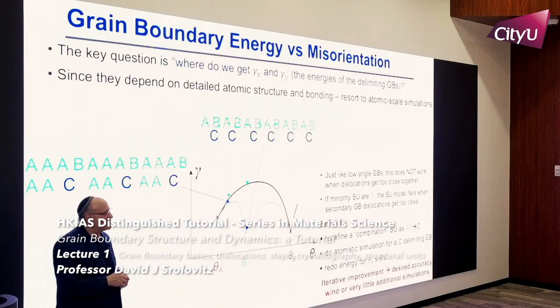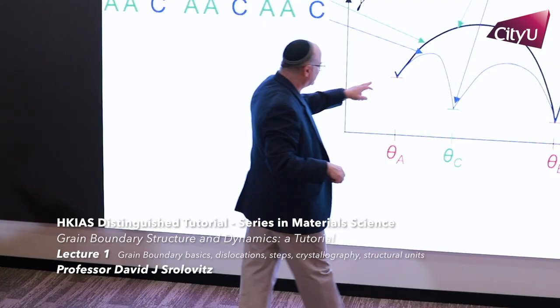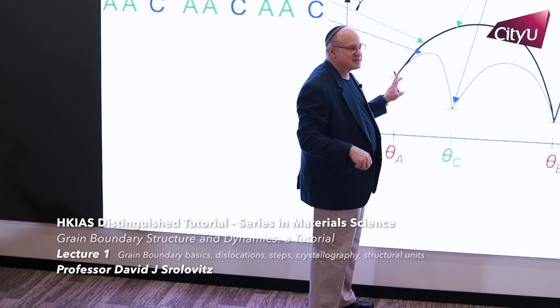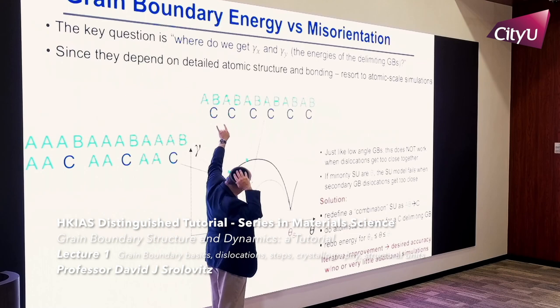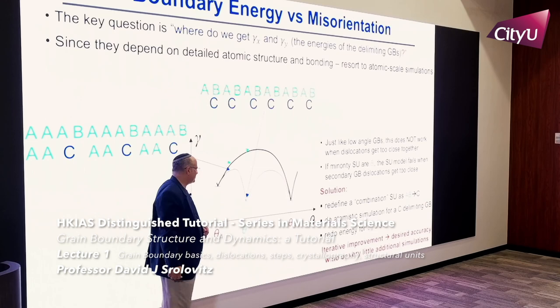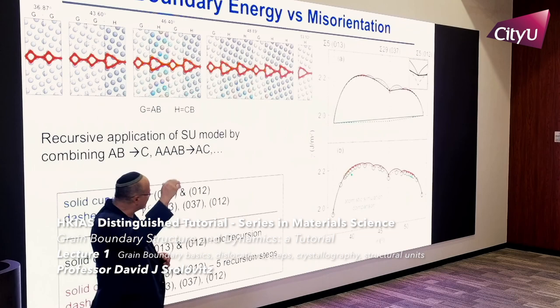The interesting thing about this is if I know the energy of these two, I can iteratively improve this to get a higher and higher accuracy just by redefining the units and doing a better and better job with the elasticity. Okay, so how does it work? I'll do one example for you, and then we'll call it quits.